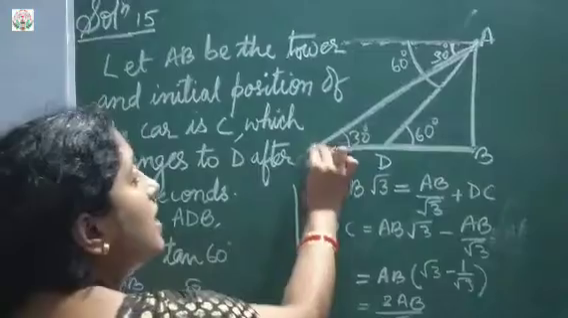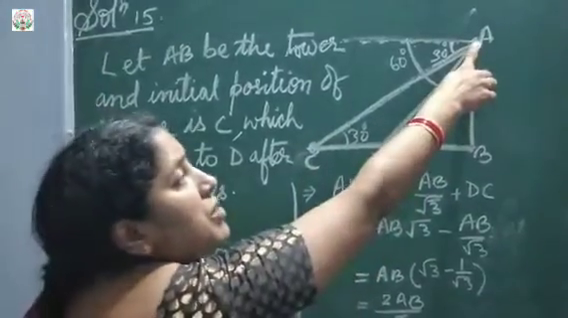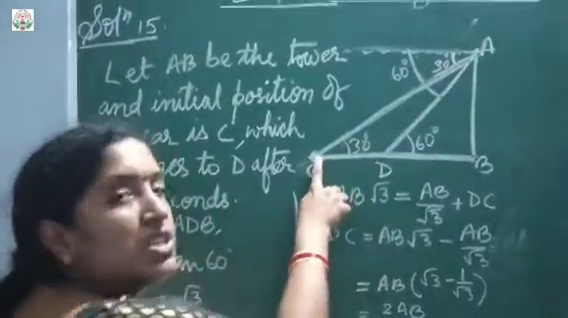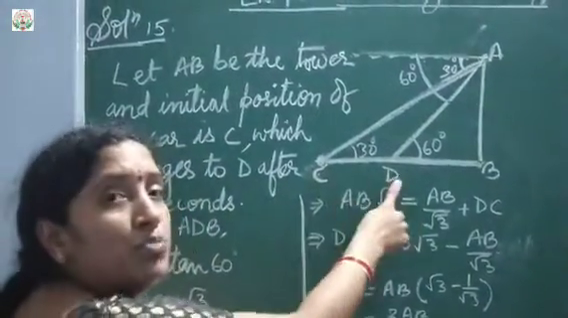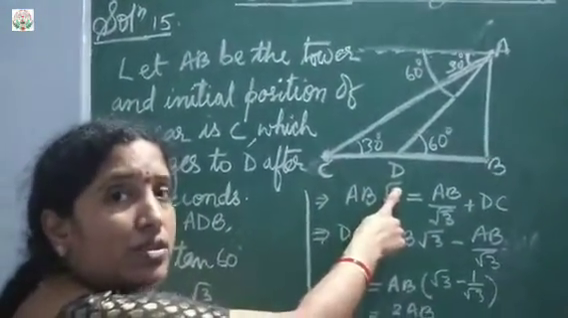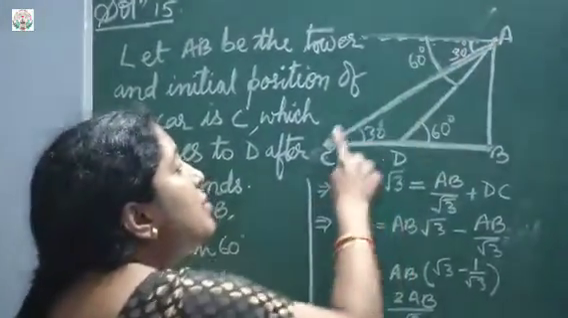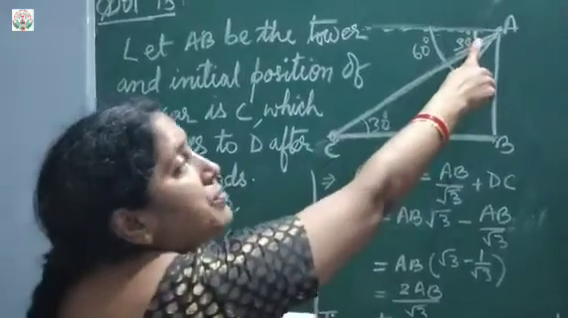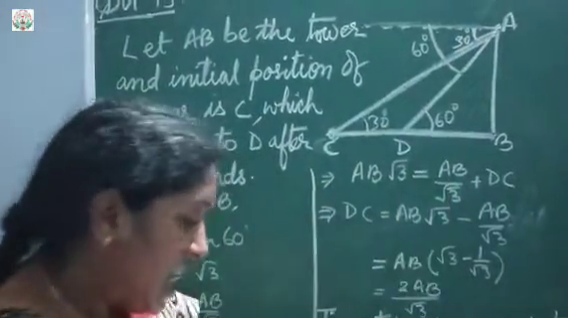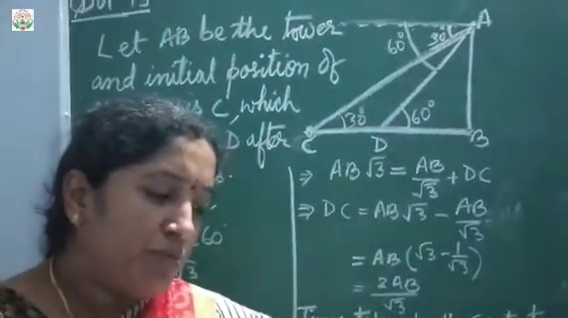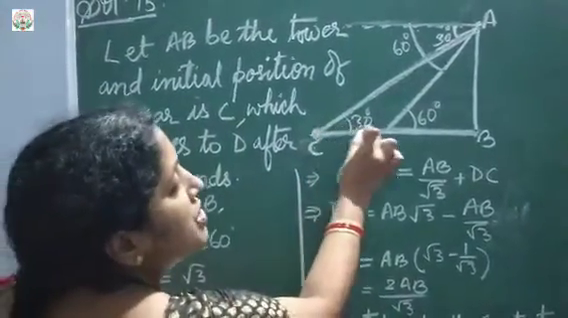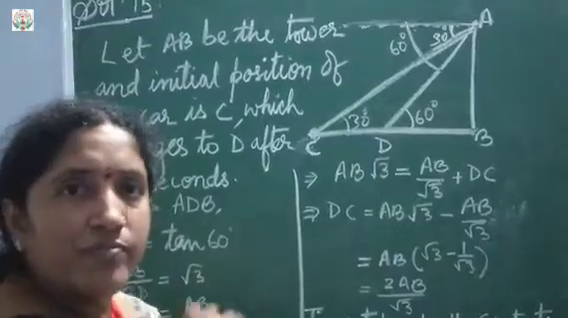So here is a car. The man is seeing from the top A, that is the top of the tower, to C. C and D are the positions of the car. So the man is seeing from A to C, the position of the car, at an angle of depression of 30 degrees. After that, what is given? Which is approaching the foot of the tower. Means this car is moving towards the foot of the tower.